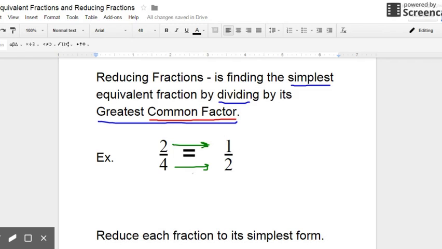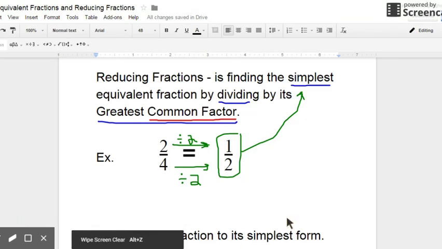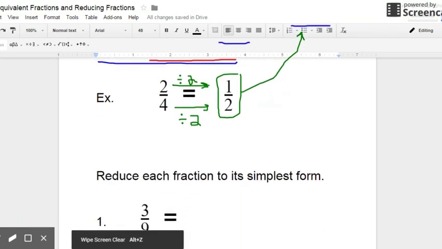Well, of course, we have to divide. Because it's getting smaller, we need division. And we ask ourselves, what can I divide both 4 and 2 by? We divide by 2. We divide both top and bottom by 2. 2 divided by 2 is 1. 4 divided by 2 is 2. And now this right here is our simplified, or reduced, fraction. It's in its simplest form. So that's what we're looking to do today for reducing fractions.